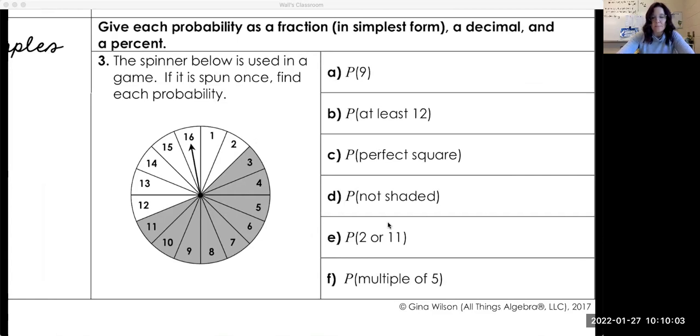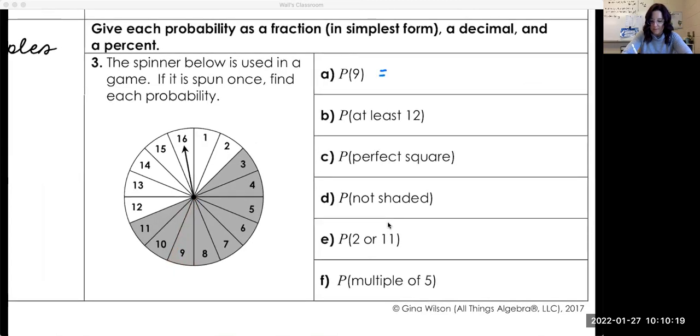We're going to calculate some simple probabilities here, which means they're the probability of just one specific outcome. So the probability of a 9 would be the likelihood of getting a 9 out of all the possible outcomes. So there is one favorable outcome out of 16 total outcomes. That probability as a fraction is 1/16. We could also write it as a decimal, 0.0625, or we could write it as a percent, 6.25%.